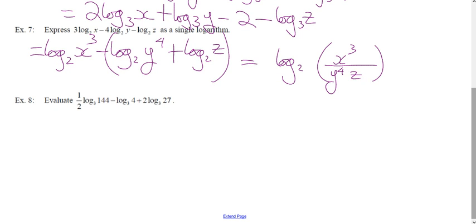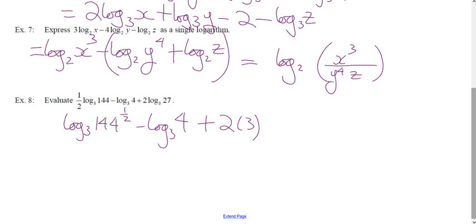Evaluate. Step 1. Oh, well, what can we do here? Oh, maybe when we get it all together, yeah. So if we get it all together, maybe it'll come out something nice. So what do we got? We got log base 3 of 144 to the 1/2 minus log base 3 of 4 plus 2 times 3. Now you're looking at the 3 and you're going, oh, yeah, okay, right, got it. Everybody got it? 27 is, okay.